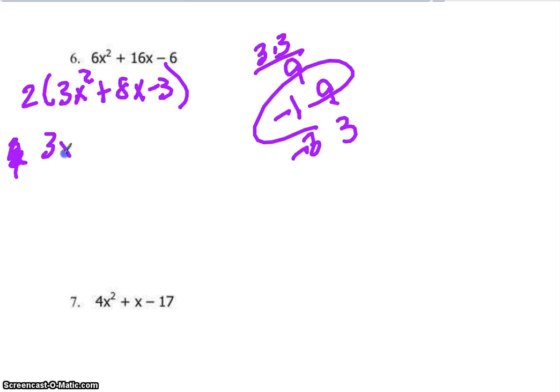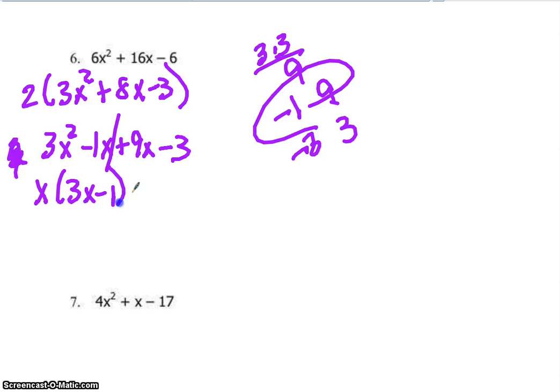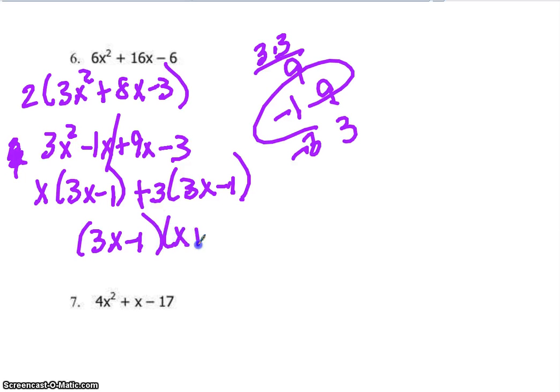Bring your 3x squared down. Pull over your minus 1x, your plus 9x, and bring down your minus 3. Cut it in half. Pull out your x, and it leaves you 3x minus 1. Plus, pull out a 3, and it leaves you 3x minus 1. So you have 3x minus 1 and x plus 3, but don't forget this 2 we pulled out and stick it at the front.